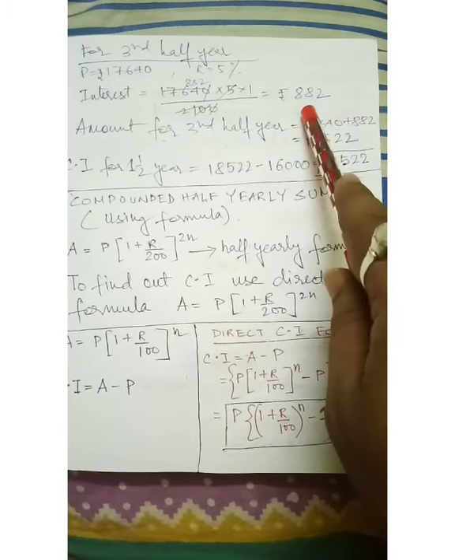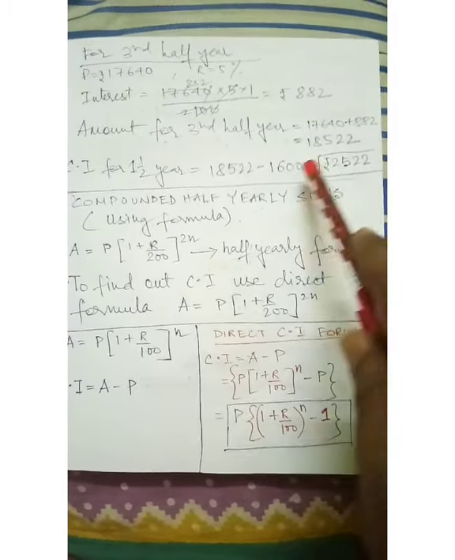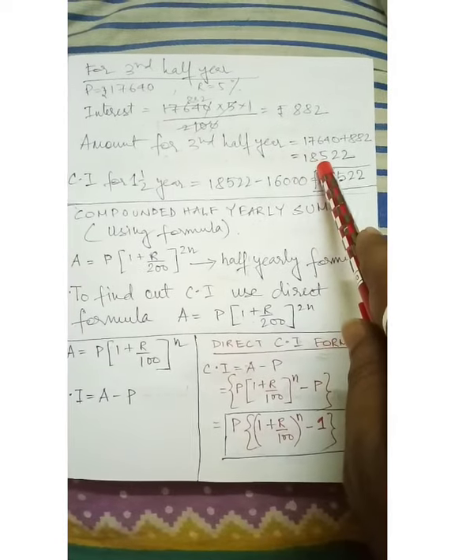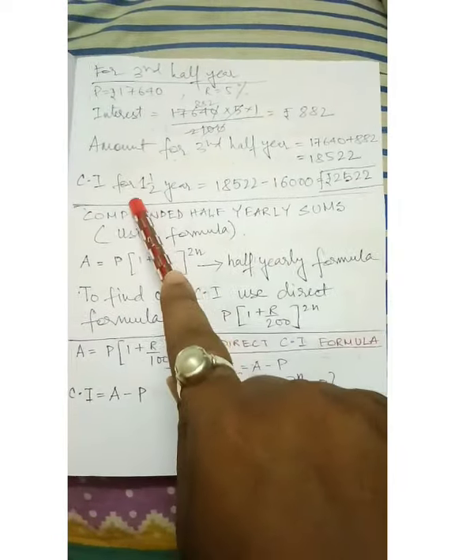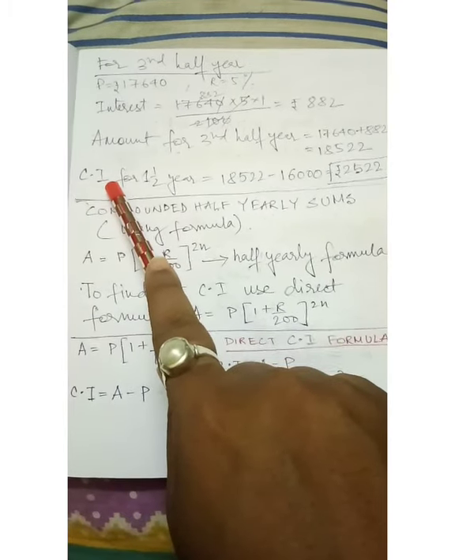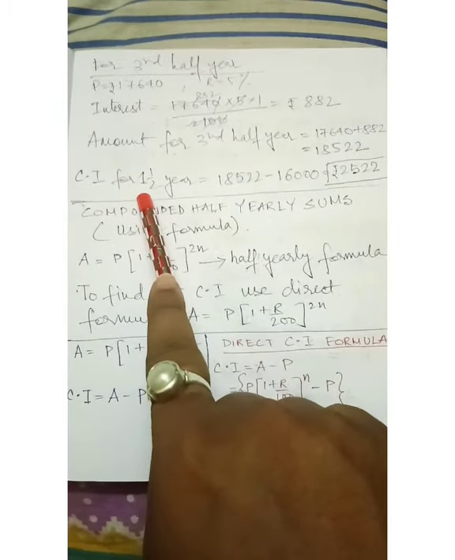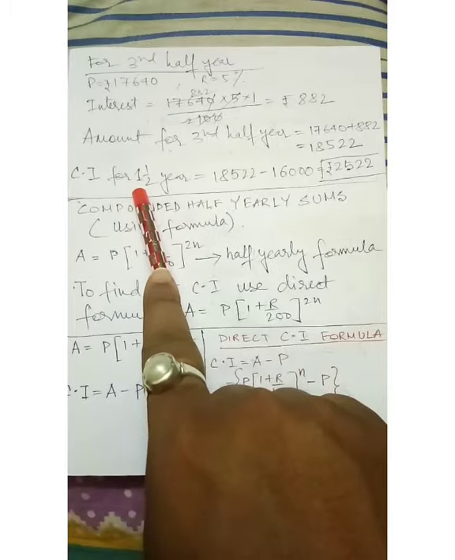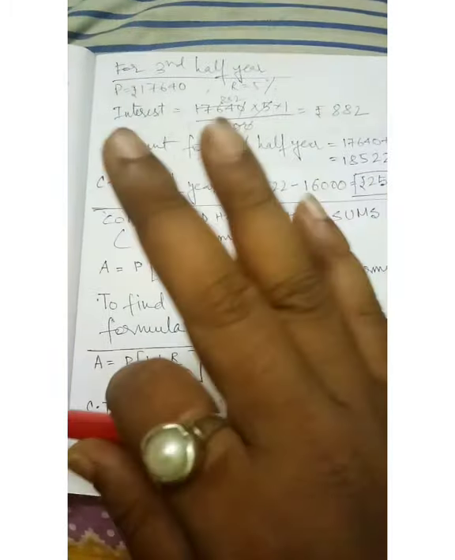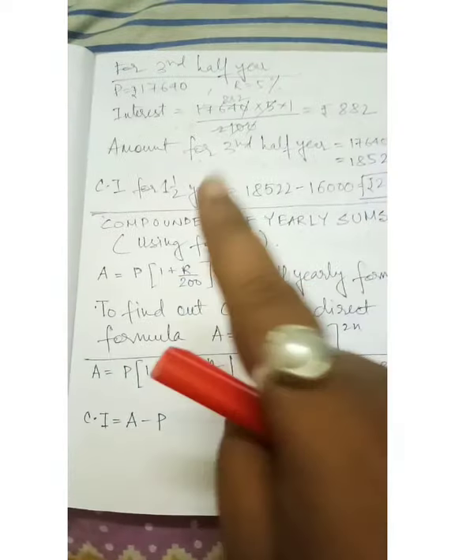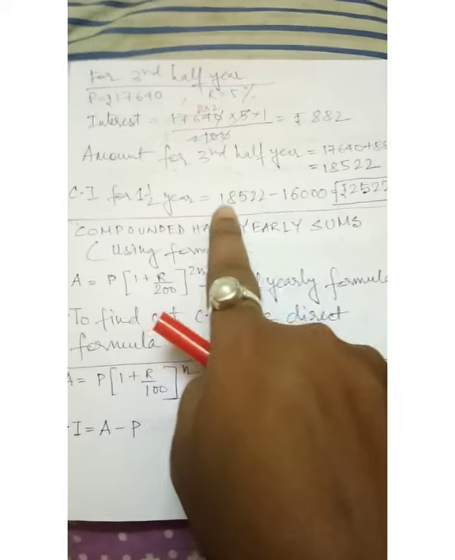17640 plus 882 is 18522. Then we have to find out what? Compound interest. Then compound interest, what will it be? How many times have we compounded? Half, half, and half. 3 times half. 3 times half means what? 1.5 years. That is the total.